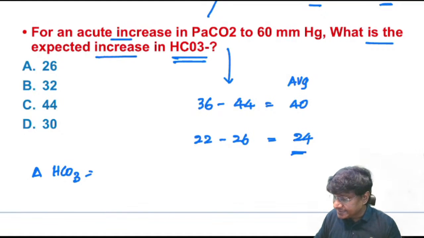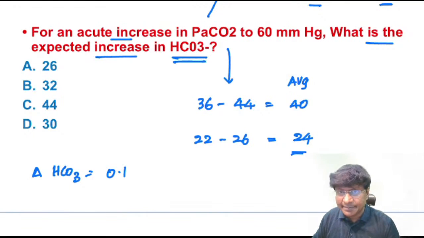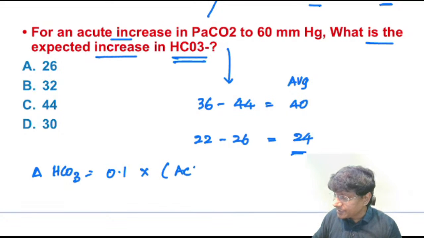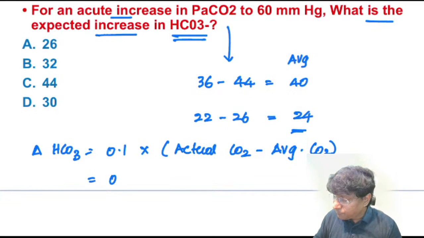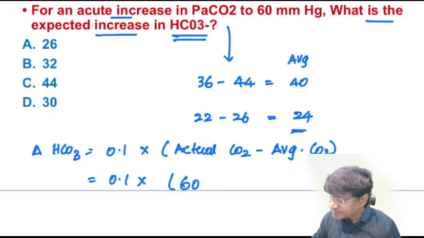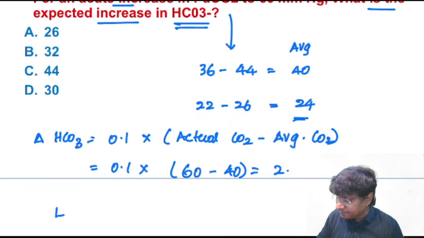So that is 0.1 multiplied by the change in your carbon dioxide value. That is the actual carbon dioxide minus the average carbon dioxide value. So if you see, 0.1 multiplied by 60 minus 40, this comes around 2. And what is the formula for the expected bicarbonate?